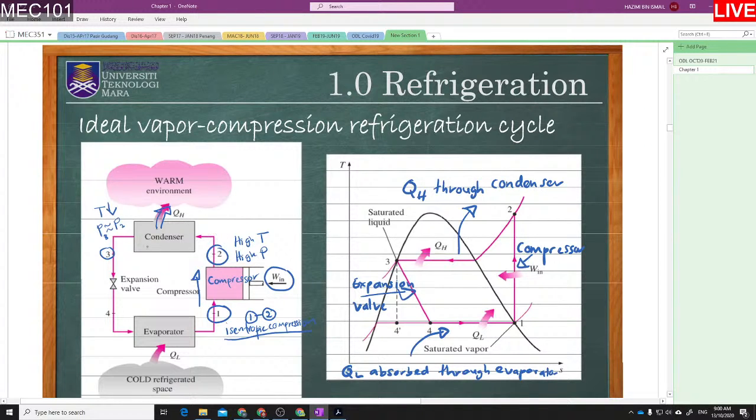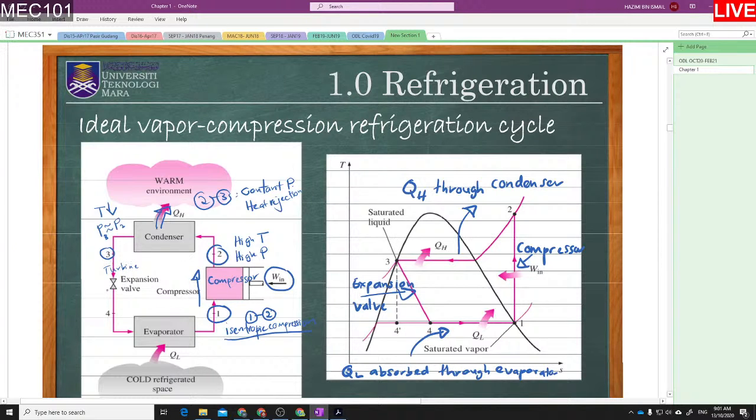So what we call the state 2 to state 3 process, we call it constant pressure heat removal or rejection. I put rejection here. So that name, constant pressure heat rejection. Quite easy to memorize. Okay, and then state 3 to state 4. If in the Carnot cycle, this one we have the turbine.